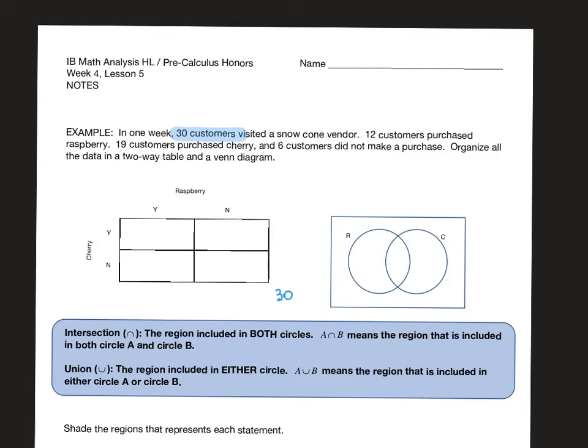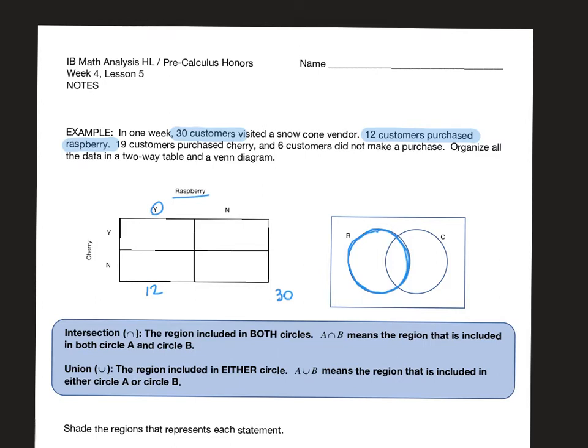Okay, so next. It says that 12 customers purchased raspberry. So this says raspberry, this says yes. The grand total is going to be 12 over here. Now on the Venn diagram, that means that this entire circle, this whole circle that I'm circling in blue, has to add up to be 12. But I can't really fill it in quite yet because I don't know how to separate it. And it'll make a little more sense once we get the two-way table filled in.